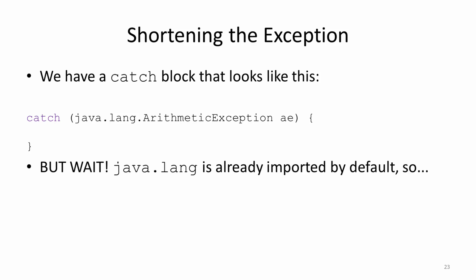But if you recall, a certain package is automatically imported by default, and that is the lang package. So java.lang is already imported by default. So actually, we can shorten this a little bit, and we can say just ArithmeticException by itself. So we'll have catch ArithmeticException AE, and then in between the curly brackets is what we want the program to do if the arithmetic exception is thrown.